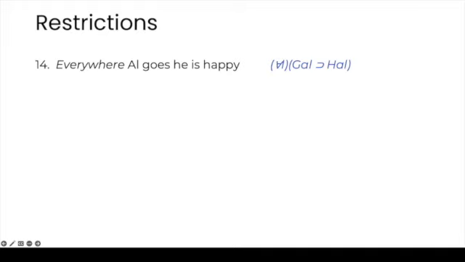Likewise, we could introduce a variable type that only ranges over locations. And we could represent 14 as, for every location L, if Al is at L, then Al is happy at L, instead of the awkward monstrosity we had used before. However, we won't use typed variables in this course. I was just showing you this to illustrate the ways in which we could enrich our PL language. So we're stuck with our longer, awkward symbolizations. Okay, this is all for this lesson.